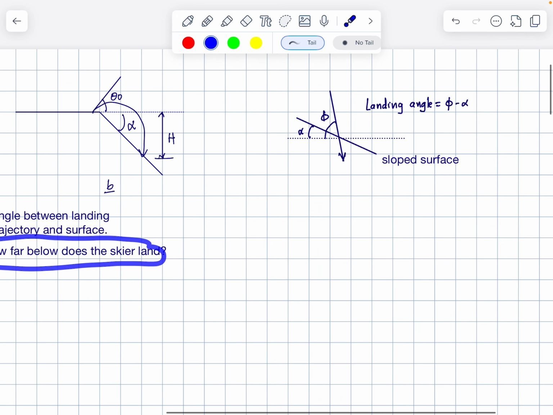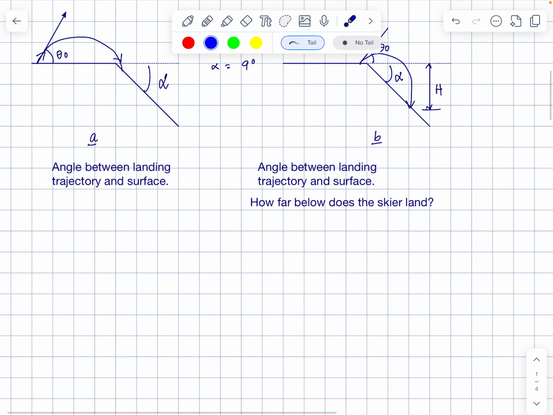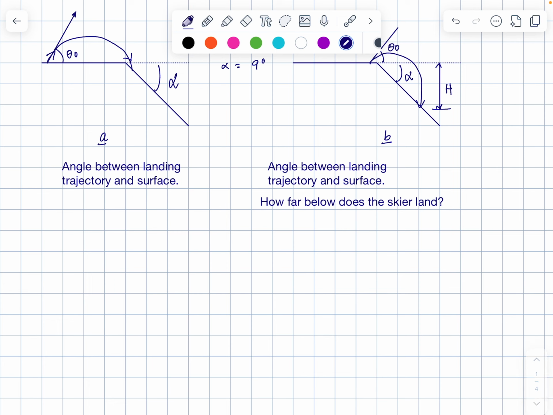So one of the things is that if the skier lands at an angle of phi with respect to the horizontal, and the surface is inclined at an angle alpha with respect to the horizontal, the angle between the landing trajectory and the surface is phi minus alpha. Okay, so that's understood. One of the things to note is that the launch angle is the same as the landing angle because of the symmetry of the problem.